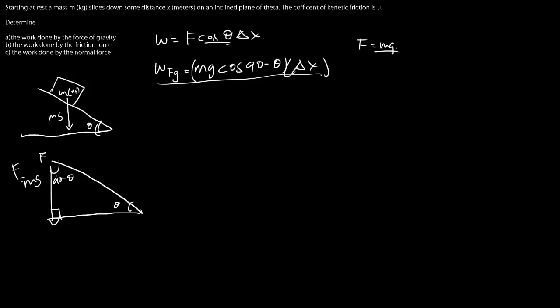So what about friction? How would you find the work done by the force of friction? Let's write out some formulas. We know that the total force of friction is the kinetic coefficient of friction, u with a subscript k, times the normal force.